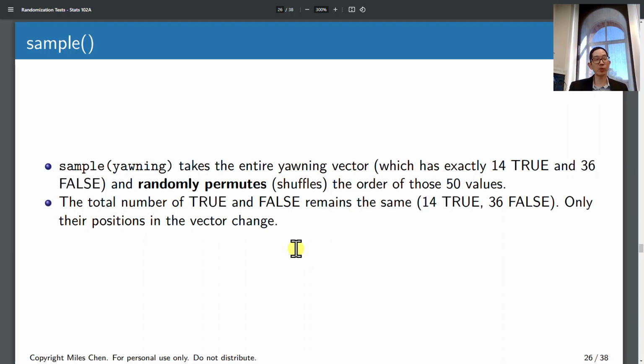And to conduct our randomization test, we are going to shuffle our yawning vector. So I can call sample on yawning, and if you call sample on an existing vector, it takes the vector and just shuffles or permutes the values. It's going to keep all 50 values the same. So there's 14 true and 36 false. The shuffled vector will still have 14 true and 36 false if you just call sample on yawning. Later on, we can add extra arguments like replace equals true, and then you're sampling with replacement. We're not doing that. Here we're just shuffling them. We're just doing a permutation, and that's going to be sample.